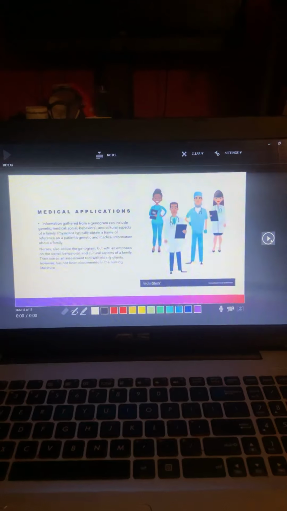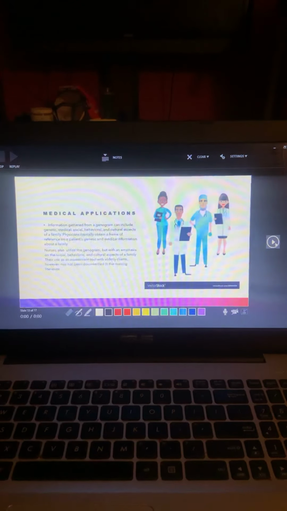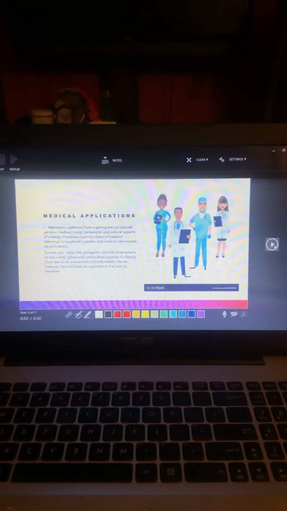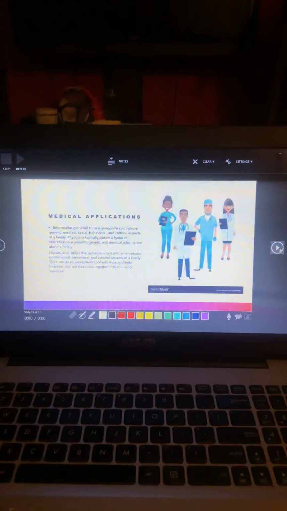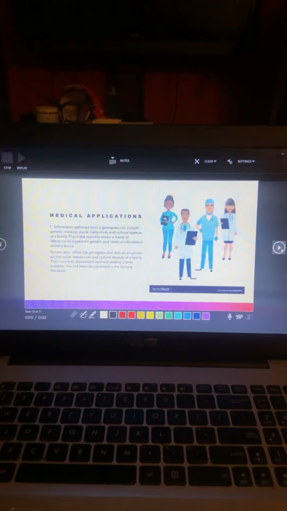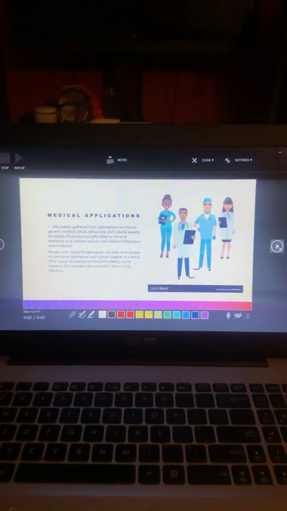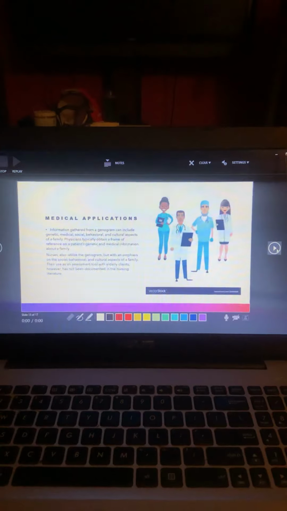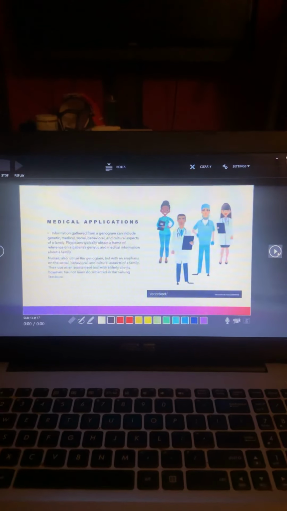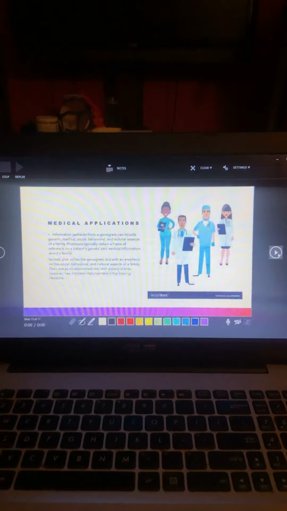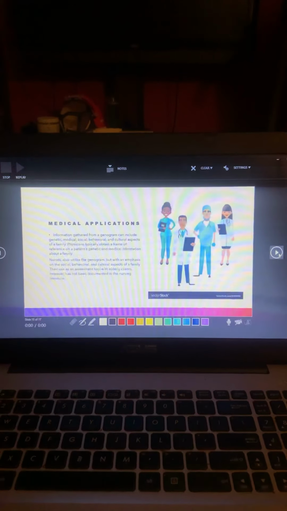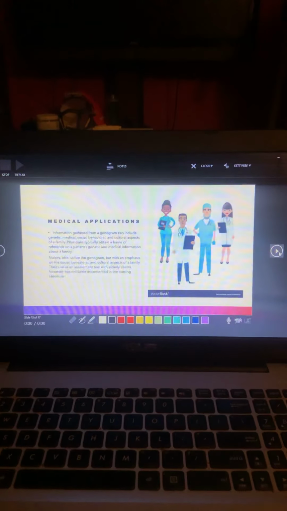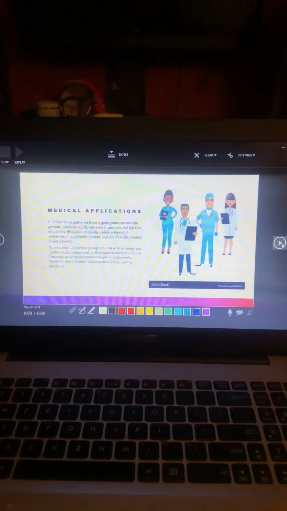Medical applications. So we have the medical applications here. Information gathered from a genogram can include genetic, medical, social, behavioral, or cultural aspects of a family. Physicians typically obtain a frame of reference on a patient's genetic and medical information about a family. Nurses also utilize a genogram, but with an emphasis on the social, behavioral, and cultural aspect of a family. Their use as an assessment tool with elderly clients, however, has not been documented in the nursing literature.